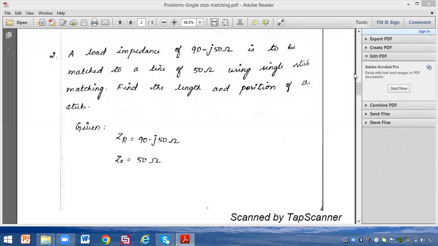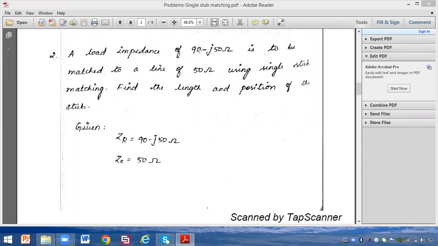Hello everyone. In the last video, we discussed the problems related to single stub matching. In the last problem, the load impedance was 180 ohm without the imaginary term. But in this problem, we have an imaginary term. So your second problem is a load impedance of 90 minus j50 ohm.